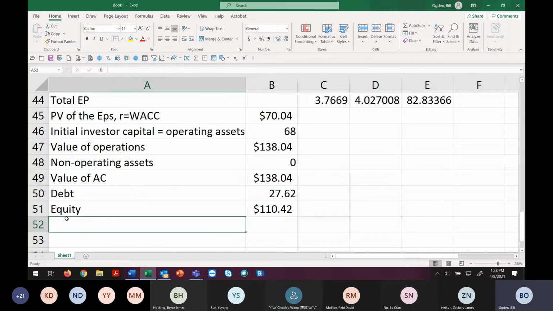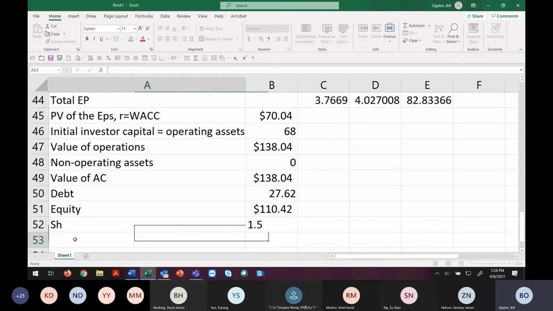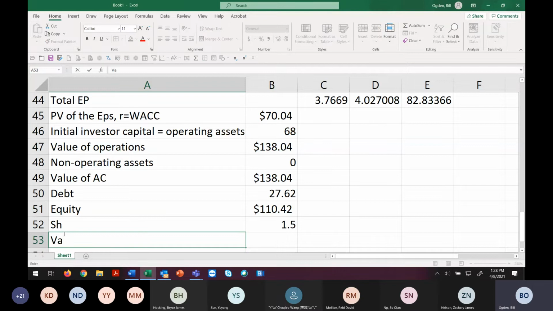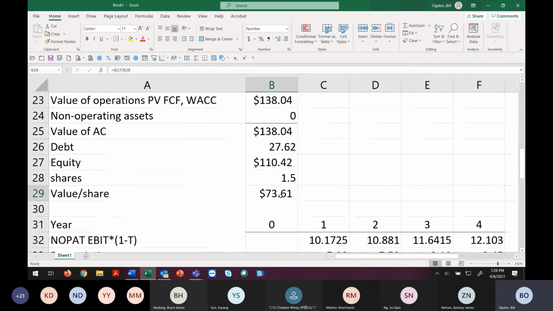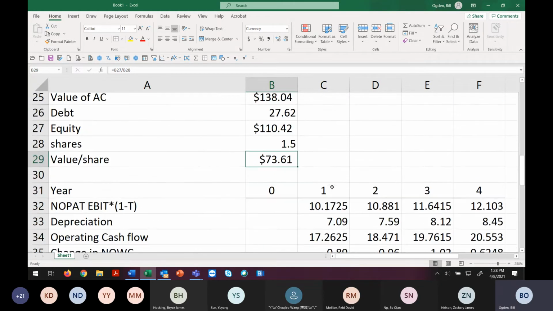Well, we can do the shares, I guess, can we not? We got 1.5 million shares, and then the value per share. All right, there we go, 73.61, you don't need that many decimals. And the other model said the same thing, 73.61.